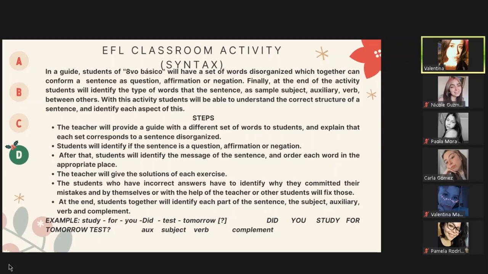The students who have incorrect answers have to identify why they made their mistakes and, by themselves or with the help of the teacher or other students, will fix them. At the end, students together will identify each part of the sentence: the subject, auxiliary verb, and complement. Example.